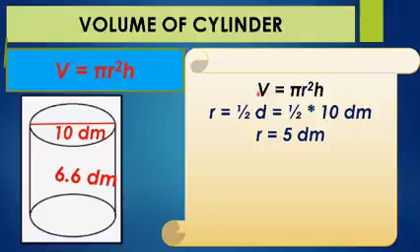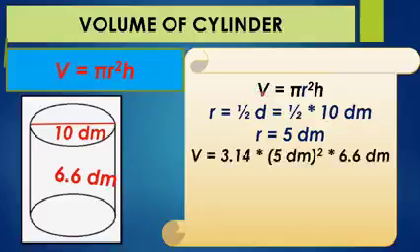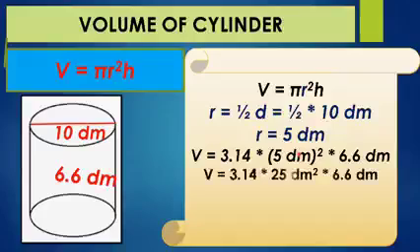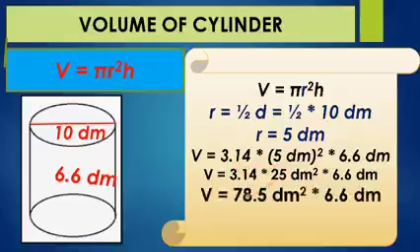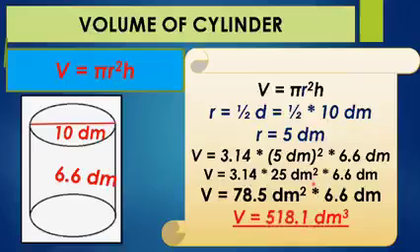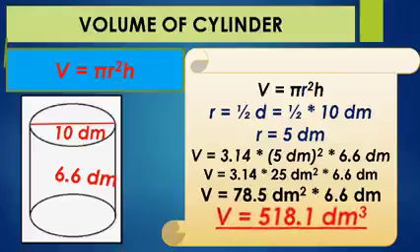Pwede na natin i-work out yung volume. Okay? So again, pi is equal to 3.14. Then find the square of your r, which is 5, then multiply by 6.6. GEMDAS rule, exponent muna tayo. The square of 5 is 25. Then multiply. 3.14 times 25 is 78.5, times 6.6 is 518.1. Hence, the volume of the cylinder is 518.1 cubic decimeters.